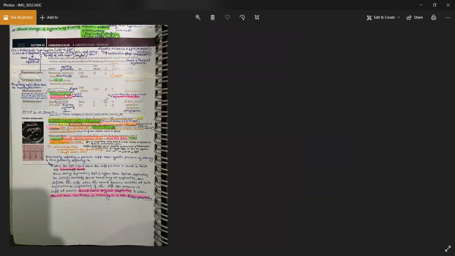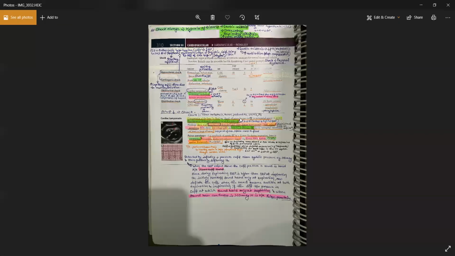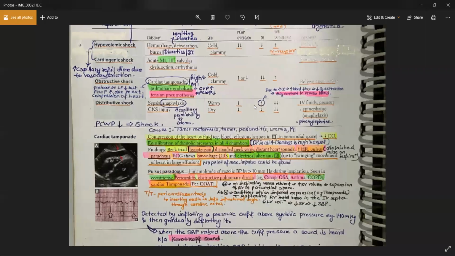And how will you treat the condition of the obstructive shock? It would be by relieving the obstruction. Okay. And as you can see, the PCWP can rise and can fall in case of obstructive shock, and it depends on the cause of the obstruction.